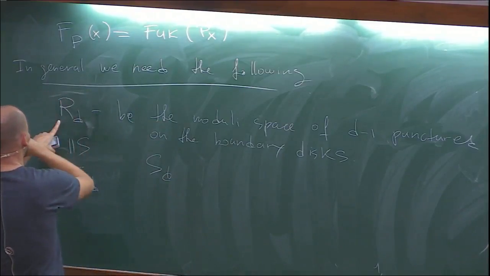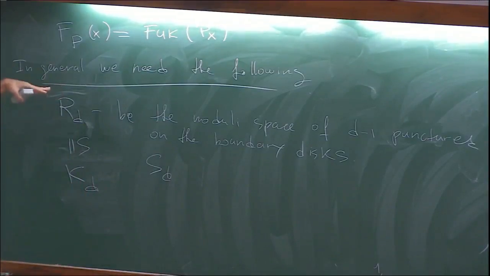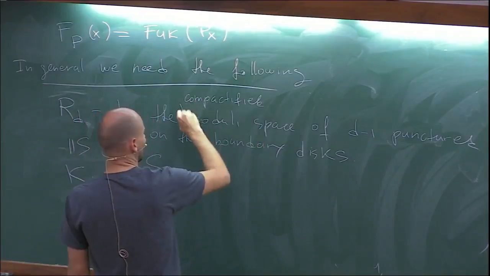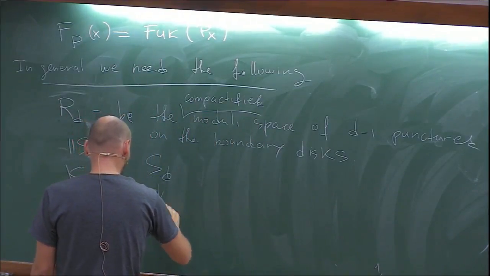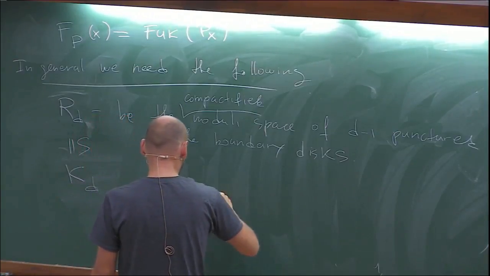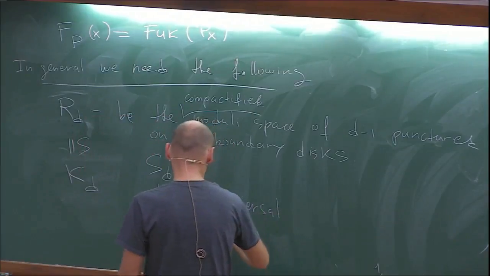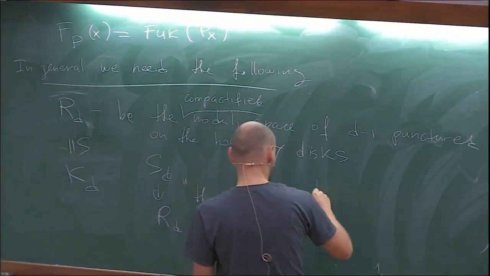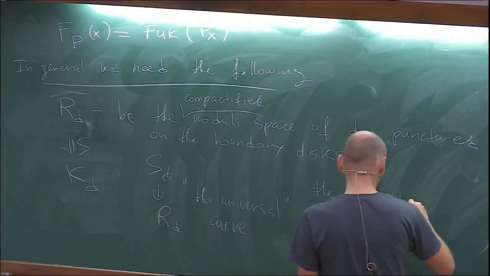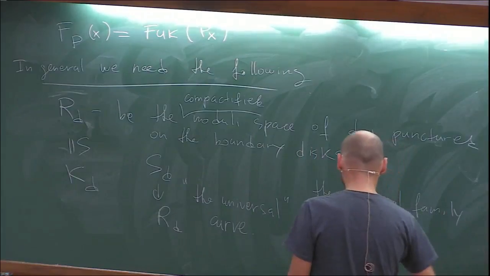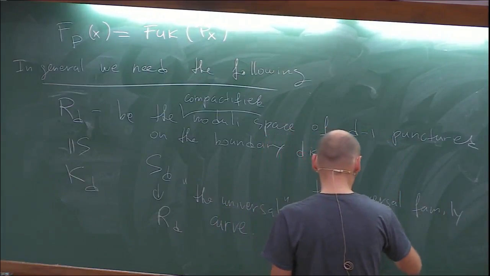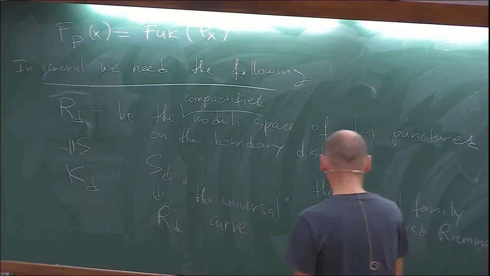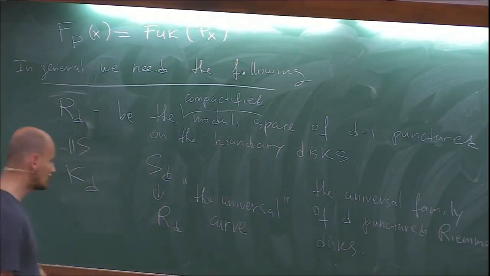Okay, and then we have, actually, let's make the convention that I'm always talking about the compactified moduli space. And so then you have the universal curve. So more explicitly, this is the universal family of D-punctured Riemann disks, right?